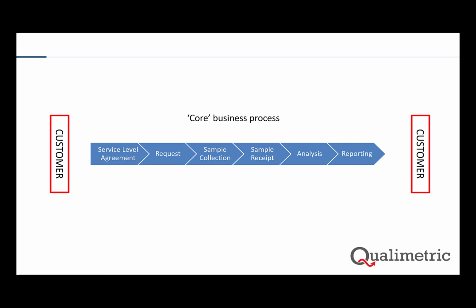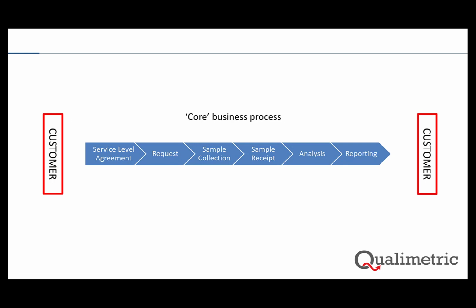So that's basically the sort of core business process, if you like. And all of those steps, of course, are important. If the service level agreement is misleading, or the request is not clear, or the sample's not collected properly, or it's contaminated, or it's not stored properly, or received properly, or booked in properly, or analysed properly, all of those things could affect the end result. Now, it doesn't stop there. We also have some support processes which enable the core process to operate properly.